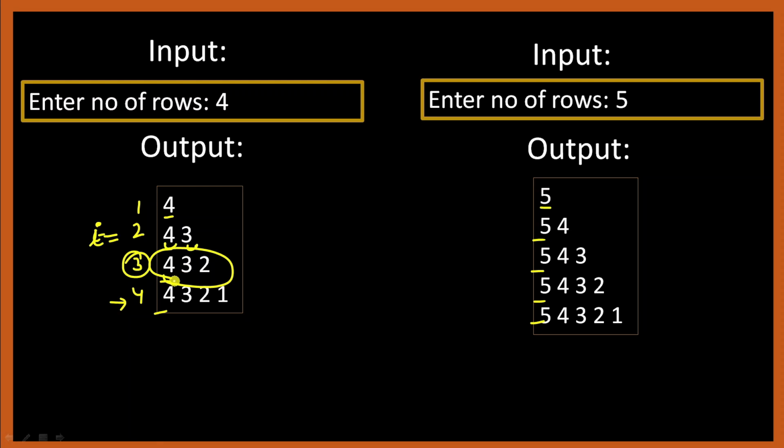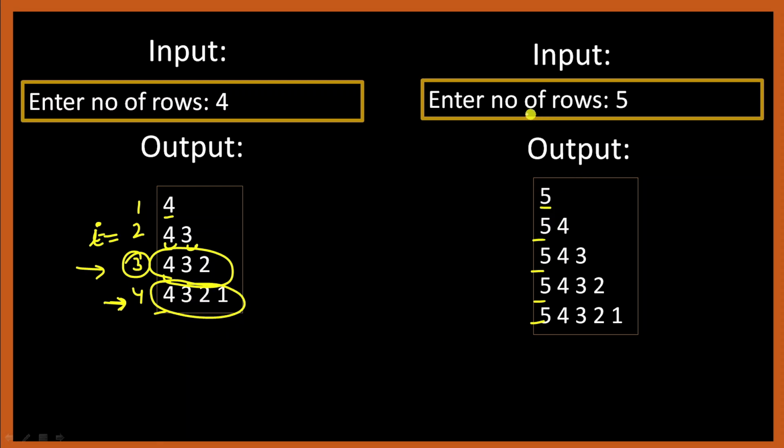But the sequence of the digits is not in increasing order basically, it is in decreasing order. So if you see the third row, 4, 3, 2, they are in decreasing order. In the same way in the fourth row, 4, 3, 2, 1, they are in decreasing order. So digits are in sequence, but they are in decreasing order.